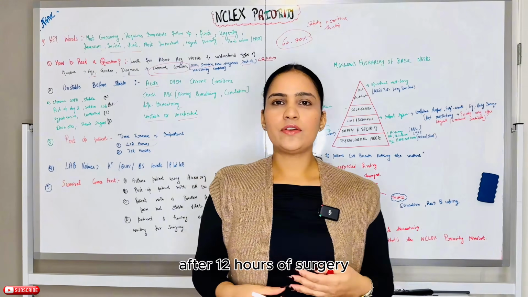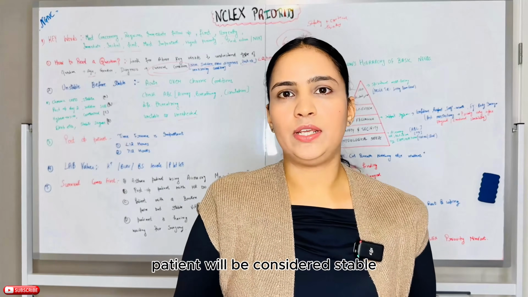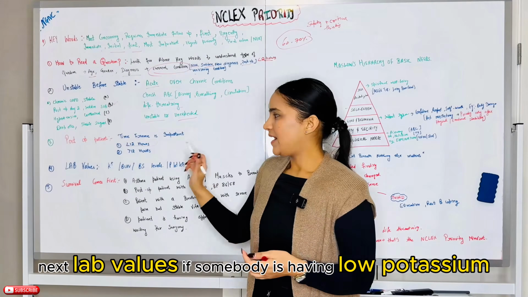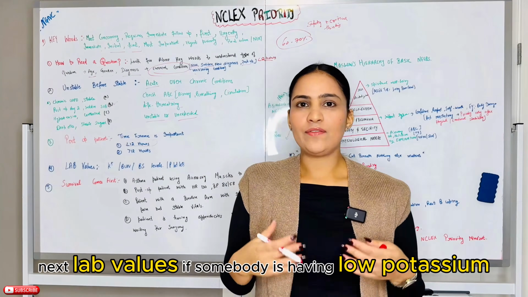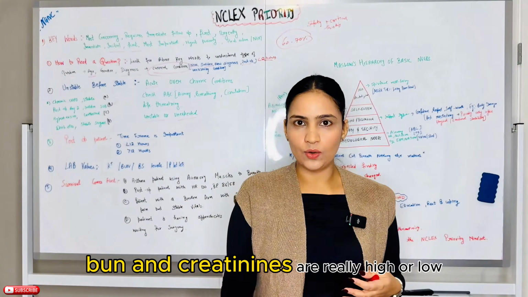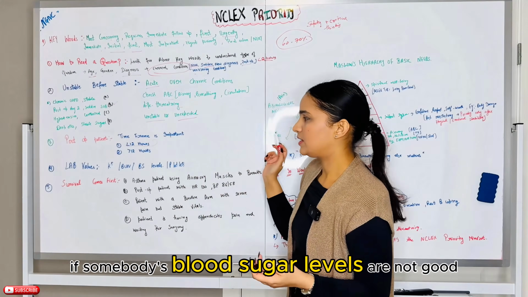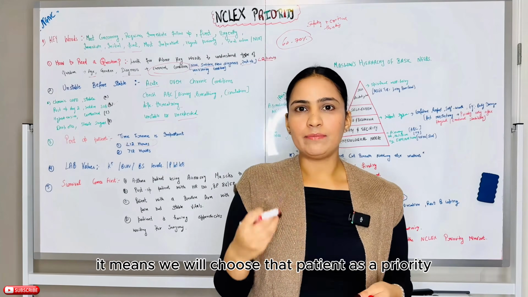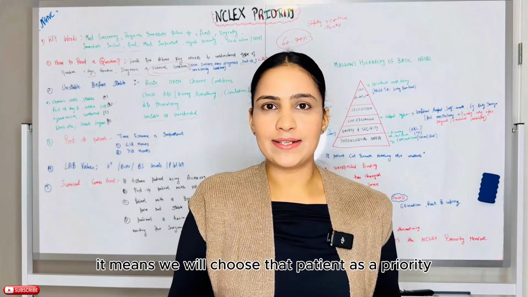After 12 hours of surgery, the patient will be considered stable if they don't have any other complication or other signs and symptoms. Next, lab values. If somebody is having low potassium, BUN and creatinine are really high or low, if somebody's blood sugar levels are not good, if somebody's platelets are really high, it means we will choose that patient as a priority.